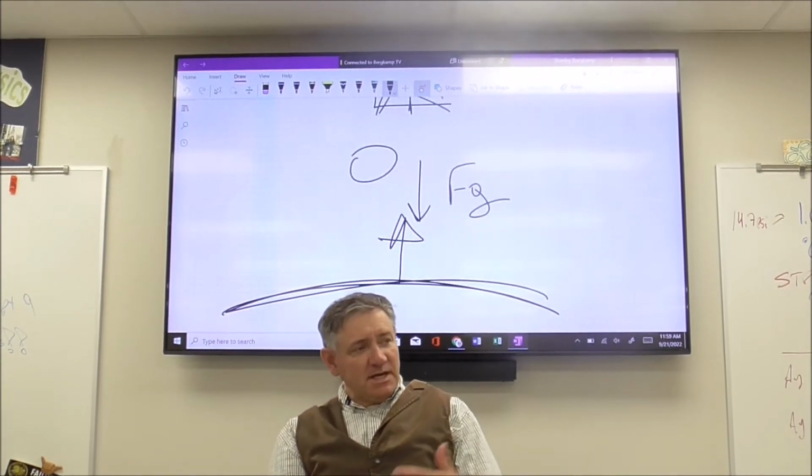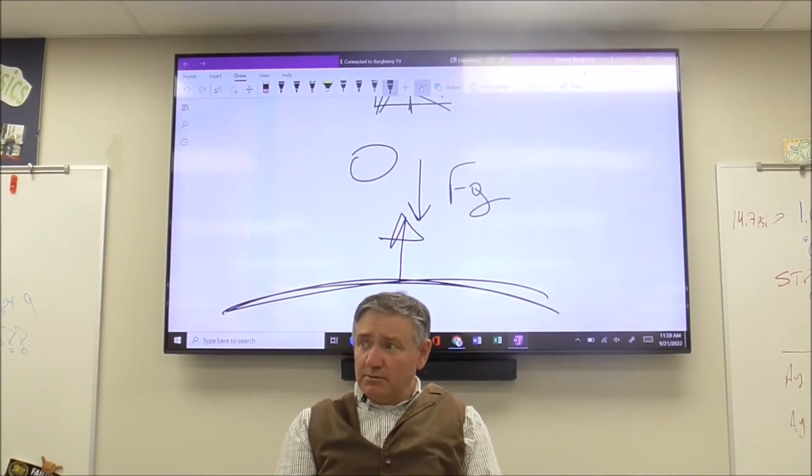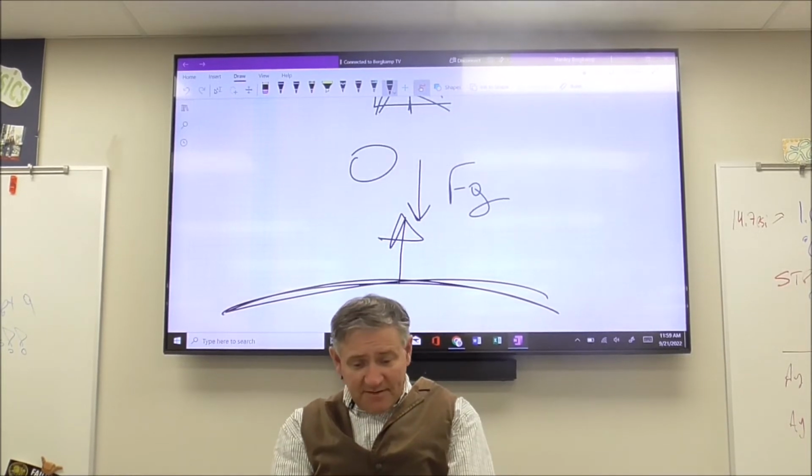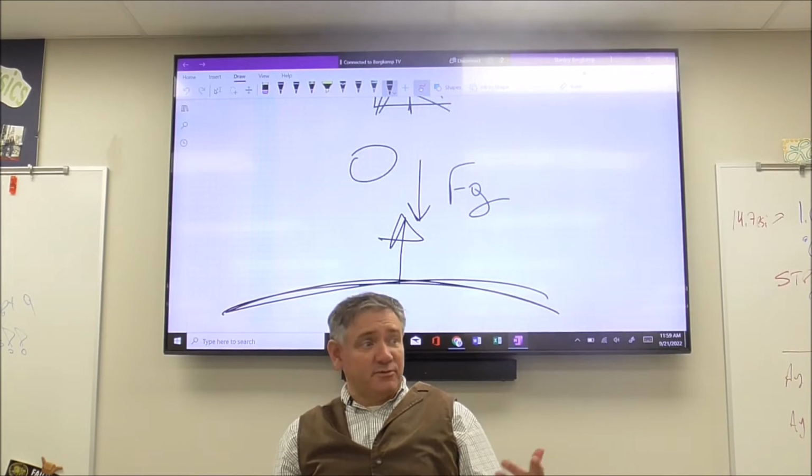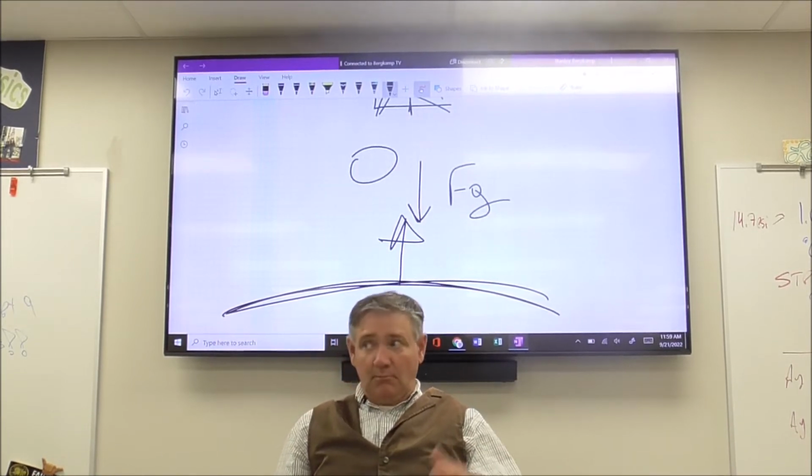Now, if I want to keep the book moving, what do I have to do? I have to keep applying the force, okay? So as soon as I stop applying the force, what's going to happen? It's going to come to a stop.